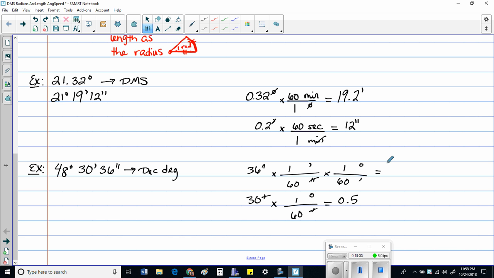There we go. So you take your seconds and divide by 3,600, your minutes and divide by just 60. So 36 divided by 3,600 is obviously 100th, right? So 0.01. Now combine these and we get 0.51 degrees. So altogether we get 48.51 degrees.